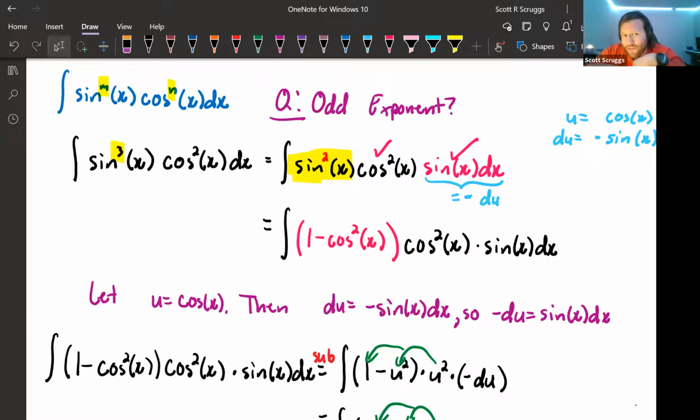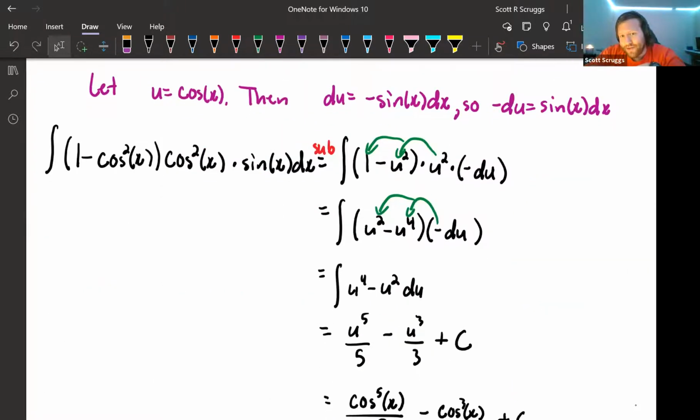So if I had this type of integral with sine and cosine being multiplied, first question I ask myself, does one of them have an odd exponent? If so, take that odd exponent, group it with the dx. That forms my du. Rewrite the leftovers in terms of 1 minus sine squared or 1 minus cosine squared. Then do a u sub to finish up evaluating your integral.